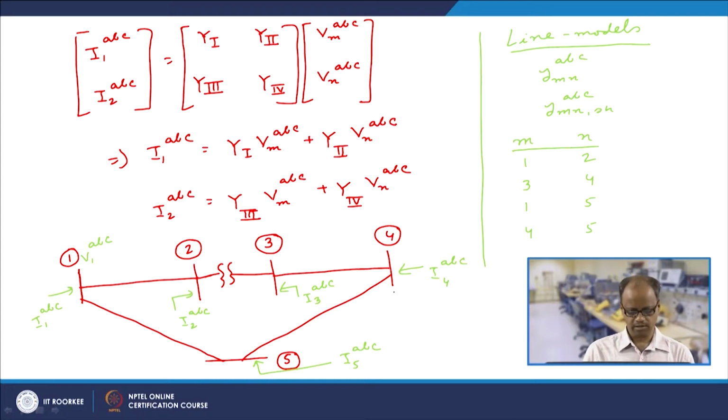basically 4 lines between the buses 1, 2, 3, 4, 1, 5 and 4, 5, and we also have one 3-phase transformer between bus 2 and 3.